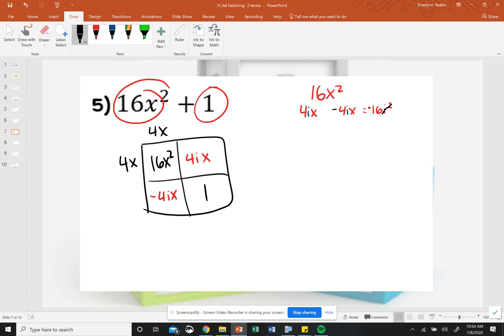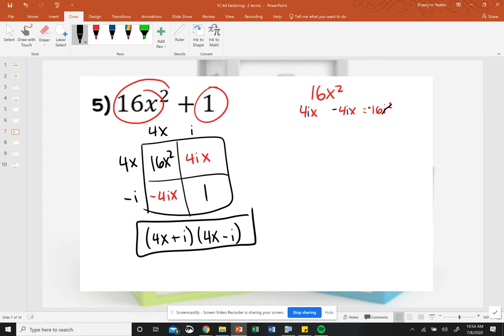Beautiful. Now 4ix, that's going to be a little different because what does 4ix and 1 have in common? I'll give you a hint. If we take negative i times i, do we get positive 1? Yeah. So then our answer is 4x plus i, 4x minus i. There's our answer. Isn't that pretty? Some of you are like, no, too bad.